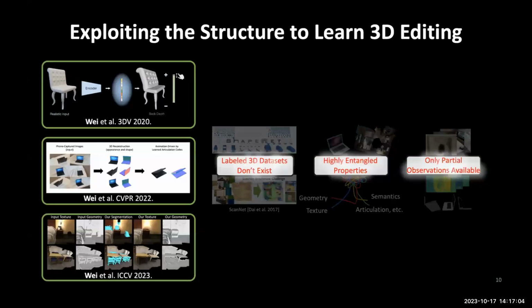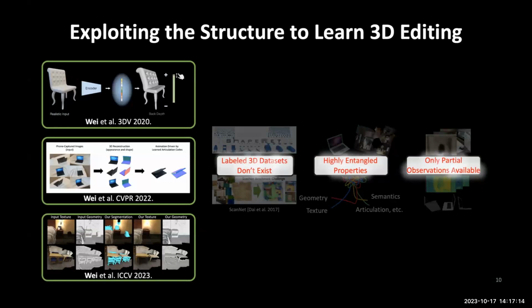So with all these challenges, I'm going to talk about three of my recent works trying to solve some of these challenges. The first work is about editing semantic attributes, and in this task, we don't have access to labeled 3D data. In the second work, I'm going to talk about how to edit object articulation, and in this task, we are faced with highly entangled properties and partial observations.